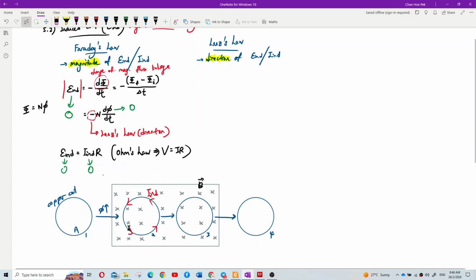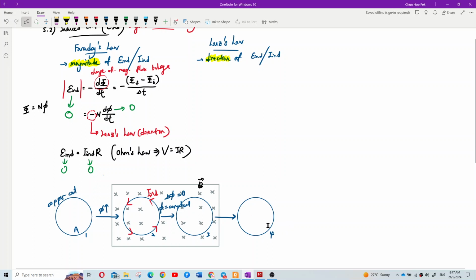Like you see this one, the magnetic flux through the coil is 4 lines. This coil also has 4 lines. No change of magnetic flux, isn't it? The flux is constant, or we can say delta phi is 0. The change of flux is 0. The flux is constant, so no induced current. No current in coil 3. Okay.